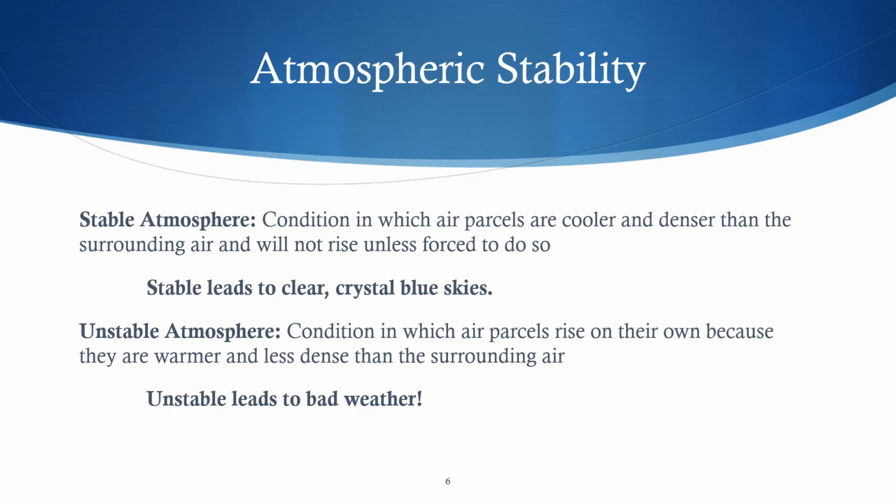Unstable air, this is basically what we have going on in the atmosphere most of the time. This is when the air in the air parcel is warmer than the air around it, and it wants to rise. And as it rises, it cools, and this can lead to clouds and storms and turbulence. So a lot of times when we have unstable weather, it will eventually lead to some bad weather.